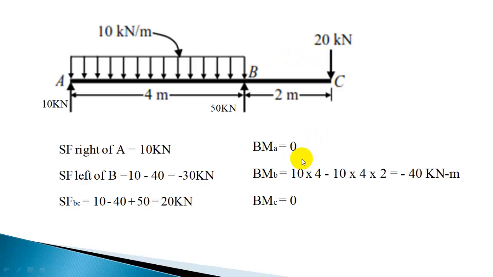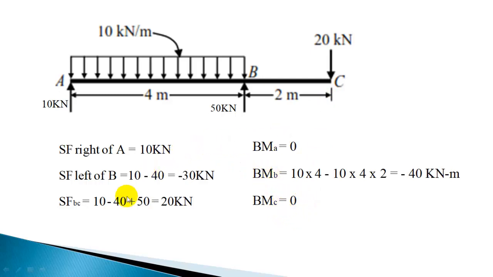And bending moment also we can calculate. Bending moment at A is 0. Bending moment at B is 10 into 4. That is moment produced by this 10 into 4 clockwise moment. So plus, and this is 10 into 4, 40 resultant load. 10 into 4 is the resultant load into 2 meter. The resultant load acts 2 meter away, and it's producing a negative moment. So minus 10 into 4 into 2. So the resultant bending moment will be minus 40 kilonewton meter. So at B is minus 40 kilonewton meter, and bending moment at C is 0.